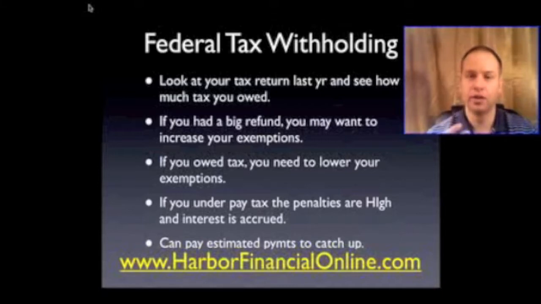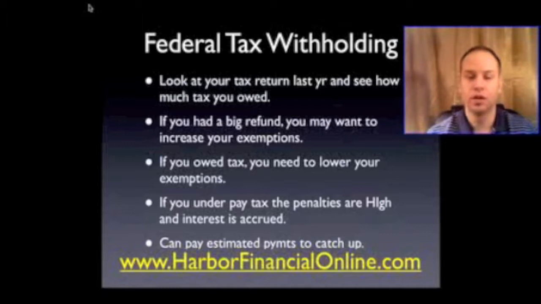Now again, look at last year's tax return. If you had a huge refund, say you had a $7,000 refund, you're having too much withheld. You need to up the exemptions on the W-4 form. Unless you like having the big refund at the end of the year and you're counting on that, then that's fine. It's a free loan to someone.